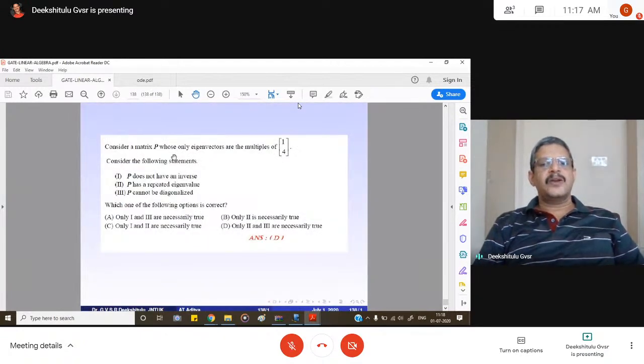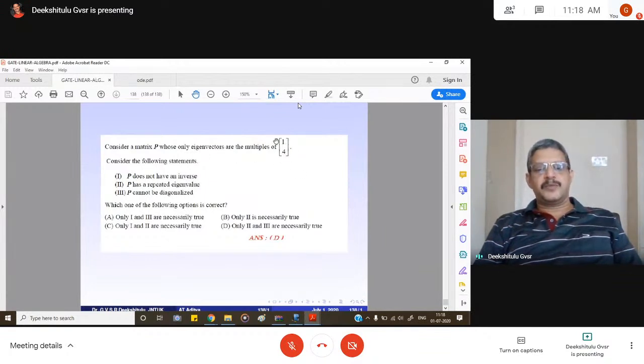Consider matrix P whose only eigenvectors are multiples of 1, 4. And 1, 4 is the only independent eigenvector.